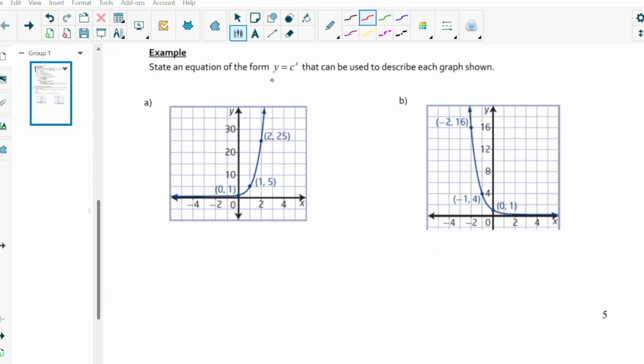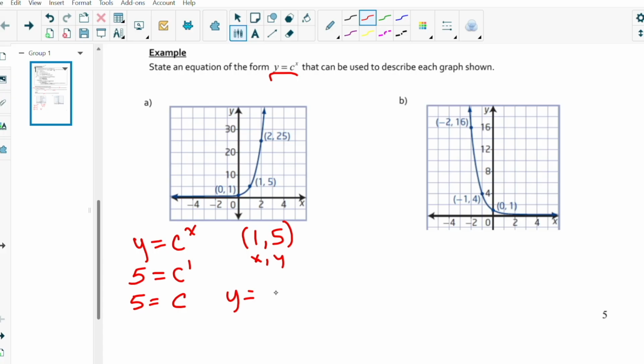State an equation in the form y equals c to the x that can be used to describe each graph shown. So this one, there's our general format. If I have the point (1, 5), right? Let's verify this a couple of ways. 5 equals, so x, y, 5 equals c to the 1. Well, 5 equals c. So of course, y equals 5 to the x would be our exponential function.